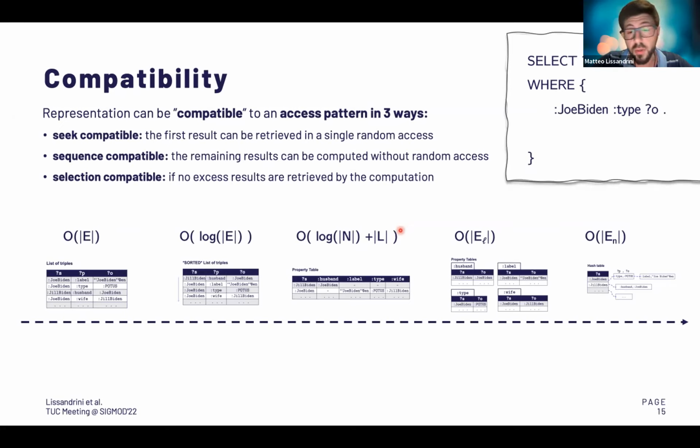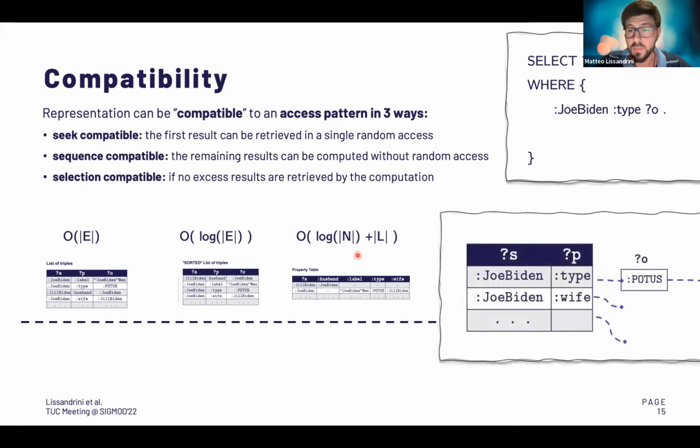And then selection compatible tells us whether, once we have found the first result, all the subsequent results we return, all the specific data we retrieve, are actually relevant for our query. So we are not going to retrieve pieces of data that we are going to discard later on. If we look at the specific data access that I have here and the different representations that I considered, what we have here is the first design choice.